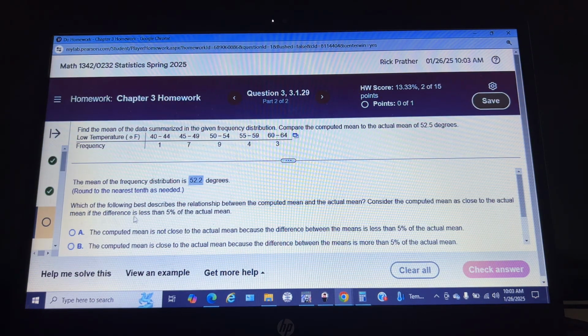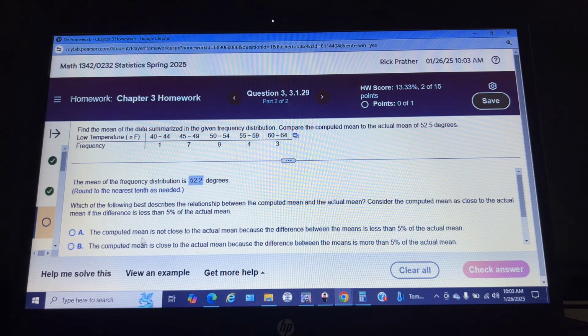Which of the following best describes the relationship between the computed mean and the actual mean? I think they tell us what the real mean actually was, like somebody actually had the raw data and added all 24 of them up and divided by 24. The actual mean was 52.5, according to the directions. There'd be no way for us to know that, but 52.5, and we got 52.2. That's pretty close. That's not that far off.